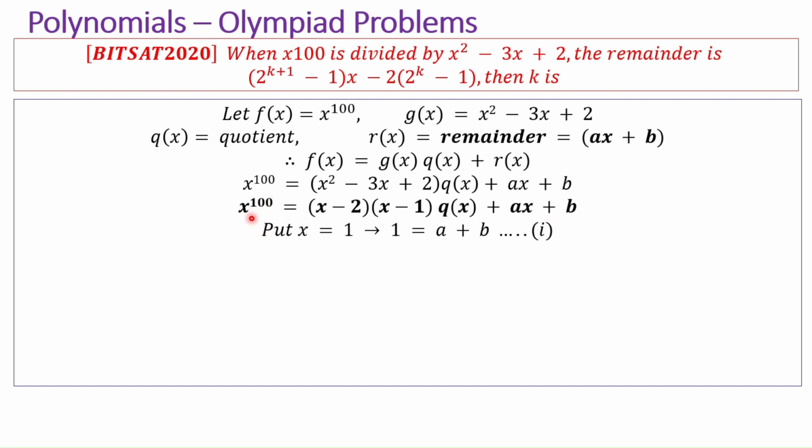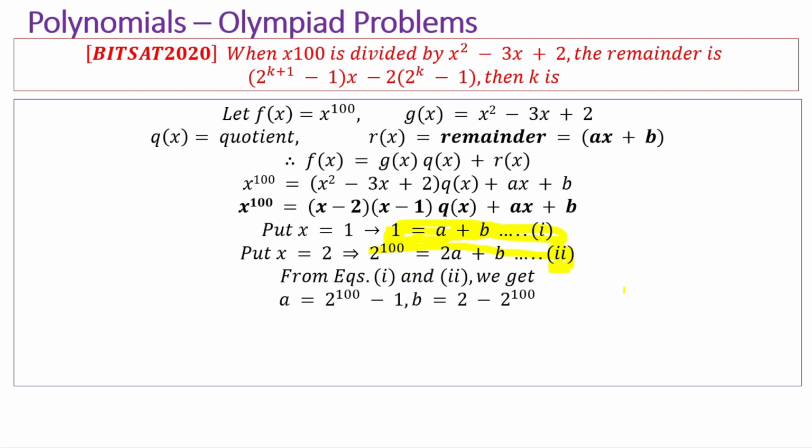So first I will put x equal to 1 in this equation. x power 100 will be 1 power 100, which is 1. So 1 is equal to, this part is 0, so I'll get a plus b. So a plus b equal to 1 is my first equation. The second equation is x equal to 2. I'll substitute 2 power 100 equal to 2a plus b. With these two equations, I can definitely get my a and b values, right?